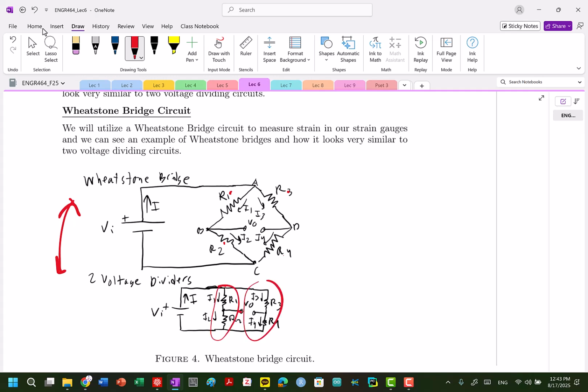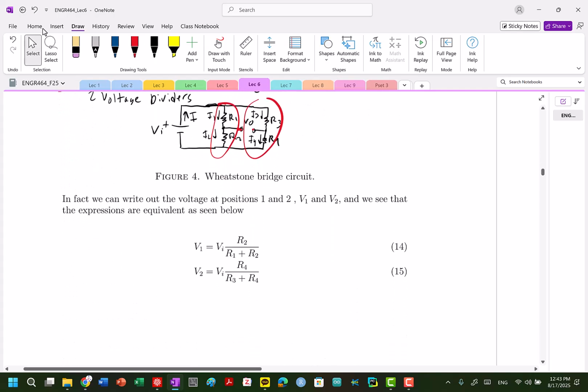And we're measuring that voltage here and here. So we have to measure what's that voltage from B to D. That's basically what we're going to be doing. So let's break it down.